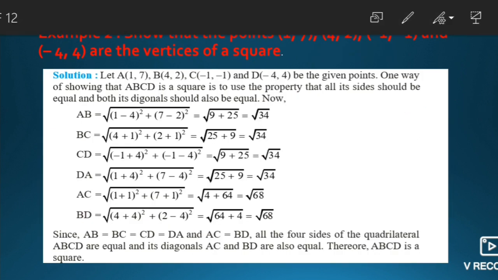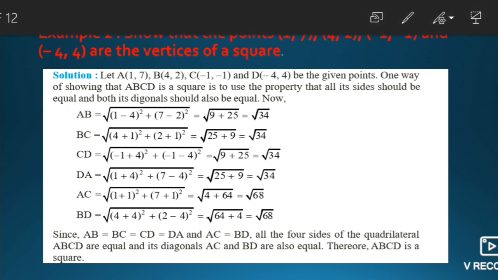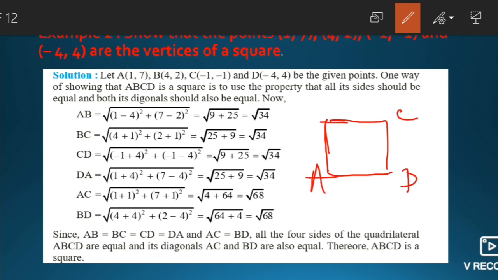Now let us check the next example. The next question is: show that the points (1, 7), (4, 2), (-1, -1) and (-4, 4) are the vertices of a square. You know that for a square, the four sides are equal in length, and the lengths of the diagonals are also equal. So suppose I am considering a square ABCD.